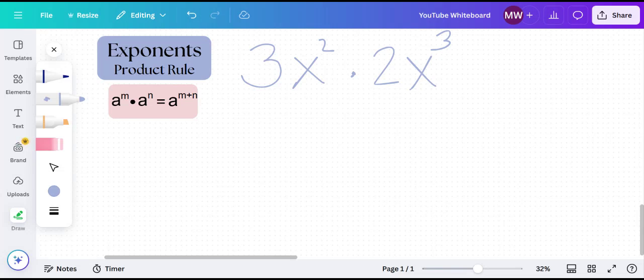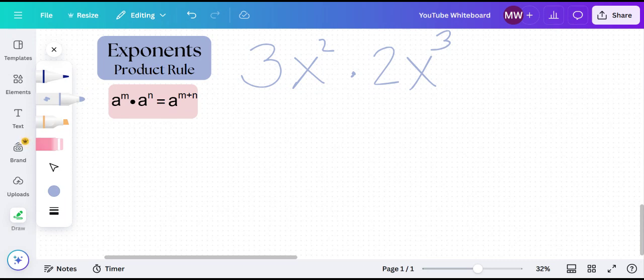In this video, we're going to continue talking about the product rule for exponents, but we're going to look at problems that are slightly different because these problems have a coefficient or a big number out in front of our variable, our base. So what happens when we have something in front of our base?